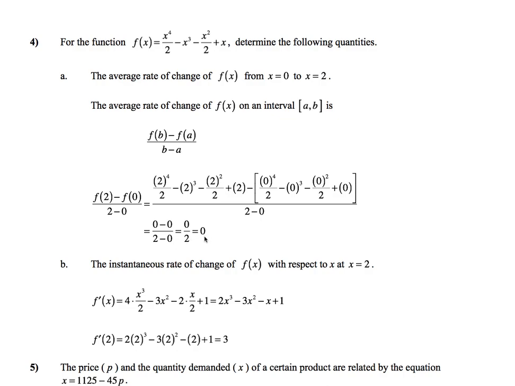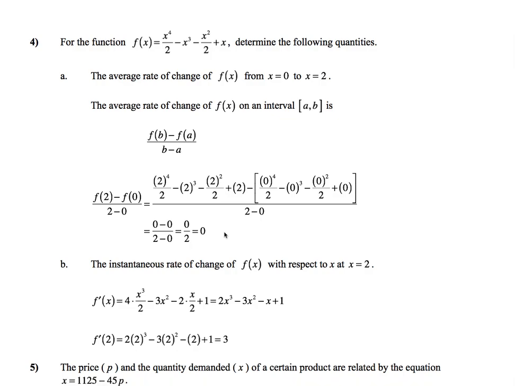So the function did increase and then decrease on that interval, or decrease then increase. It did change on that interval, but it started at one point and ended up at the same point by the time that interval had passed, and so the average rate of change is 0.